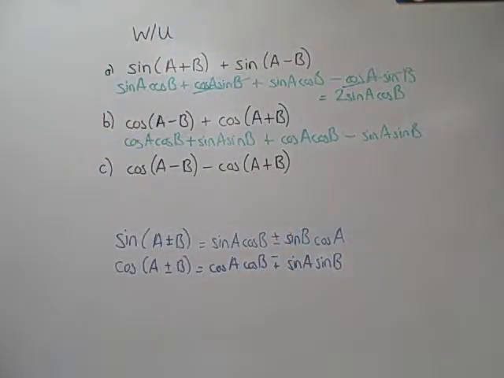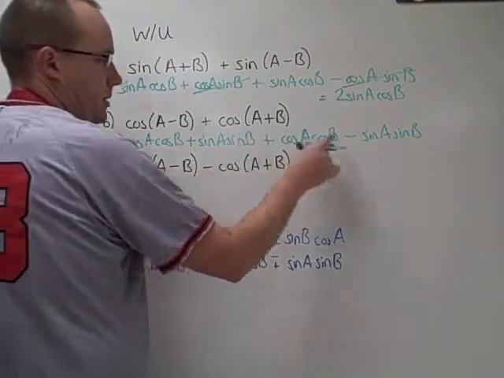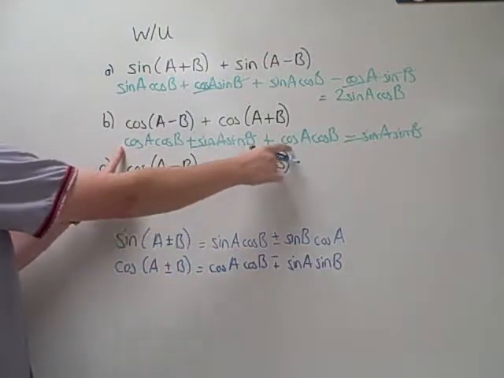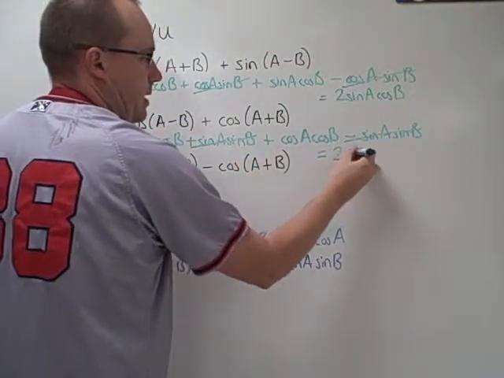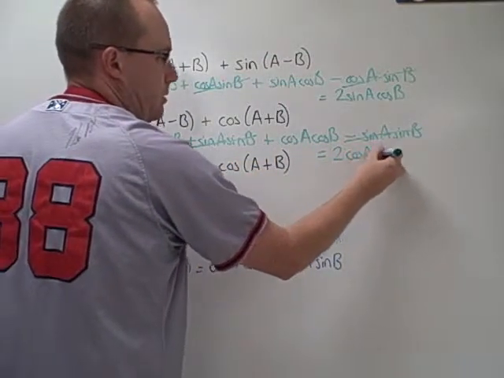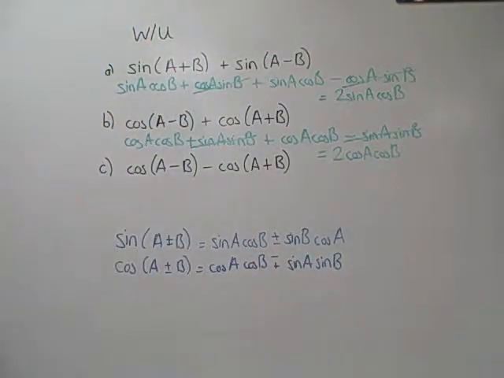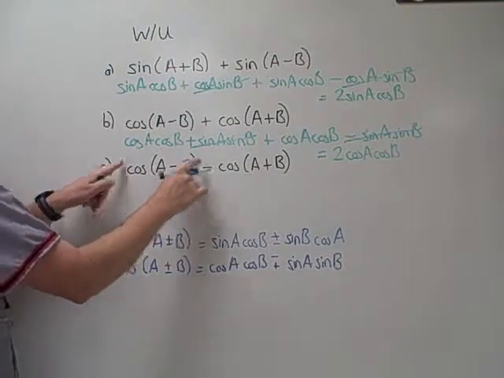And then we should be able to do something similar from before, so sine A sine B is going to cancel with the negative term. These two are like terms, so when I add them together, I end up with 2 of these, so 2 cosine A cosine B.